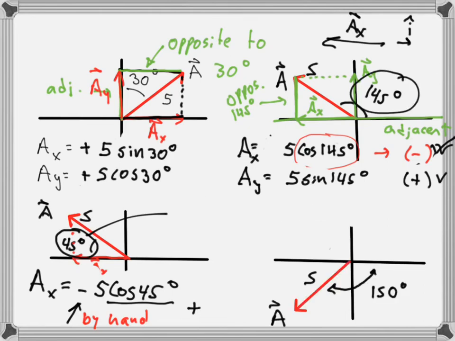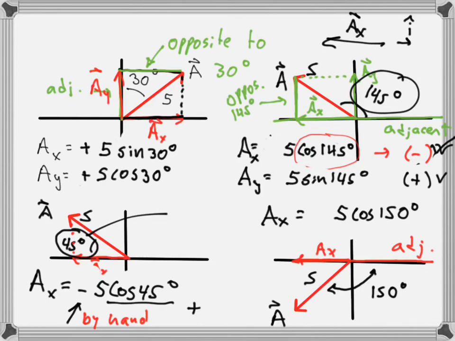All right, last example here, A is 5 units, the angle is 150 as given in the picture. So how do we calculate Ax? Draw the Ax component vector. It points to the left. The magnitude of the vector is 5. The x component vector falls on the adjacent side of the angle of 150 degrees. So since it's the adjacent side, it's going to be cosine of 150. The magnitude is 5, so 5 cosine of 150 should be the Ax.